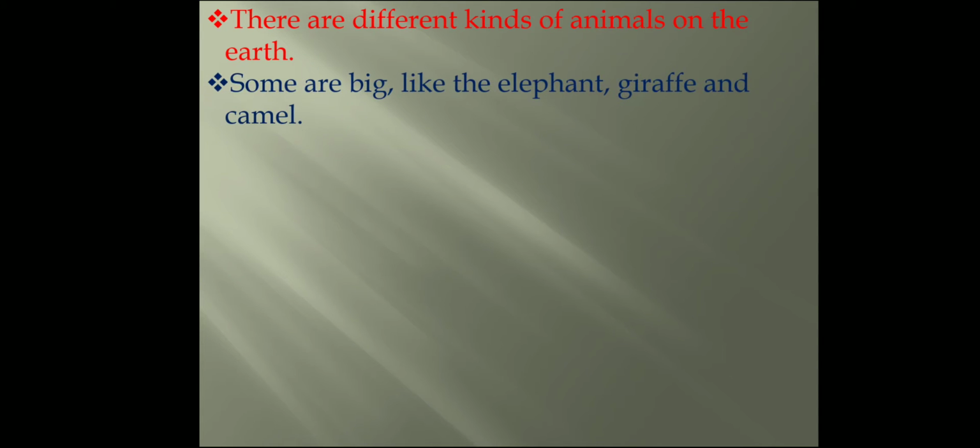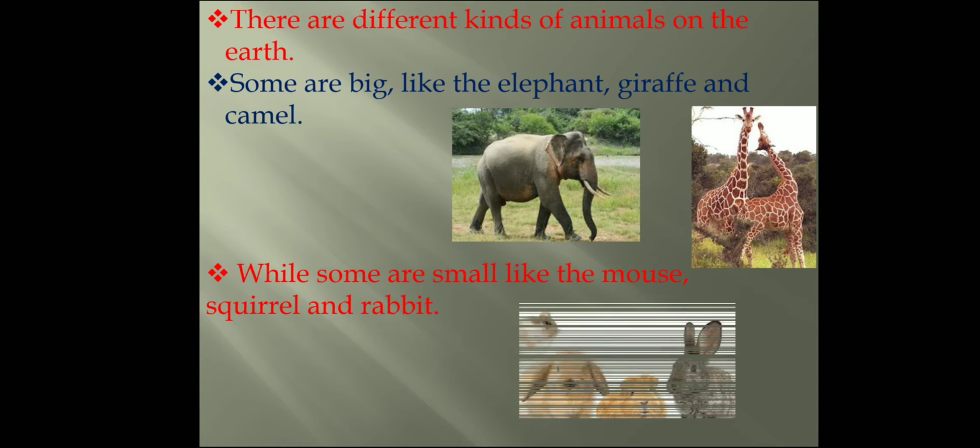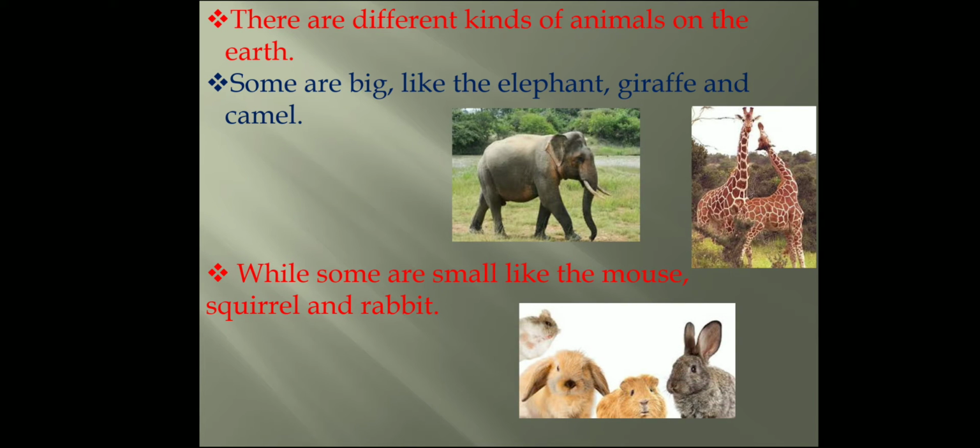Some are big like the elephant, giraffe and camel. Elephants, giraffes and camels are animals that are big. Some are small like the mouse, squirrel and rabbit.